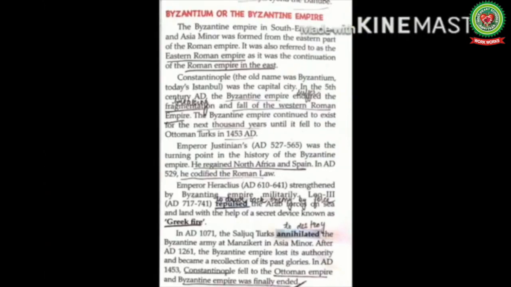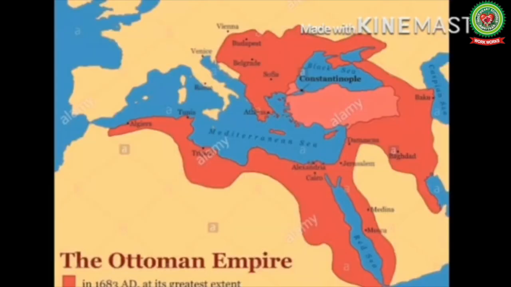In AD 1071, Seleucid Turks annihilated the Byzantine Empire at Manzikert in Asia Minor. After AD 1261, the Byzantine Empire lost its authority and became recollection of its past glories. In AD 1453, Constantinople fell into the Ottoman Empire and Byzantine Empire was finally ended.